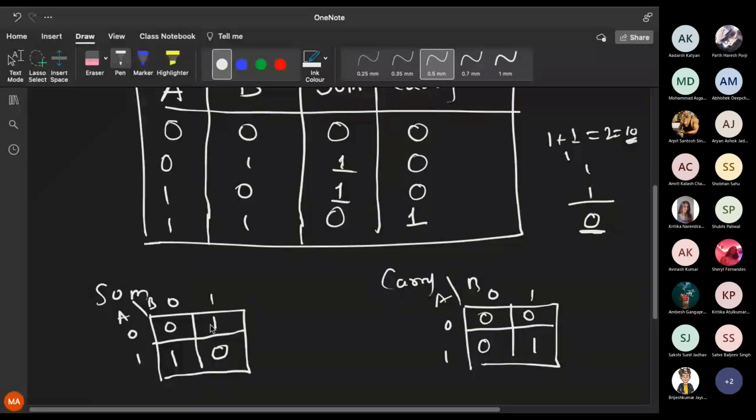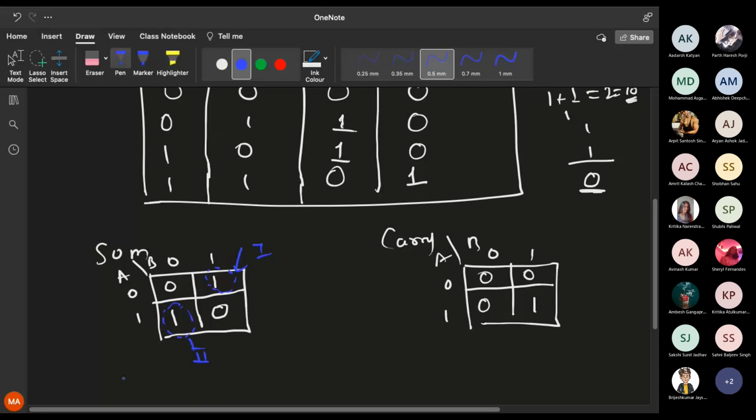Can we make a group of 2? That is also not possible. So can we make a group of 1? Yes. So which groups will there be? One is this group and the other is this group, to cover all the 1s. So the 1s are covered by groups of 1. Okay, so this is equation 1, this is equation 2. Come on, tell me, what is the equation for sum? Sum is equal to 1 plus 2. What is 1 and what is 2?